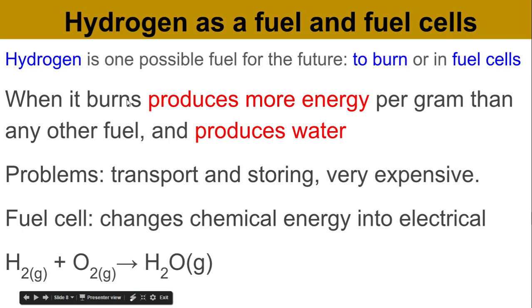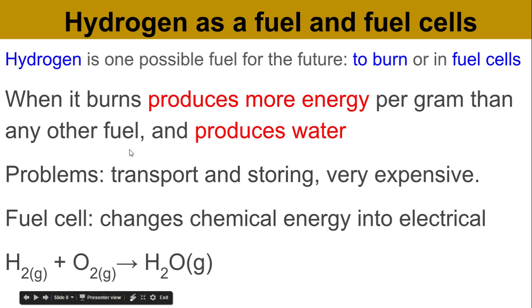And let's talk a little bit about hydrogen as a fuel and fuel cells. As I said, hydrogen is one possible fuel for the future. It is used to burn or is used in fuel cells. When it burns, it produces more energy per gram than any other fuel and produces water. That's the reaction: hydrogen plus oxygen yields water. So pollution is zero, and the energy it produces is really high, highly exothermic.